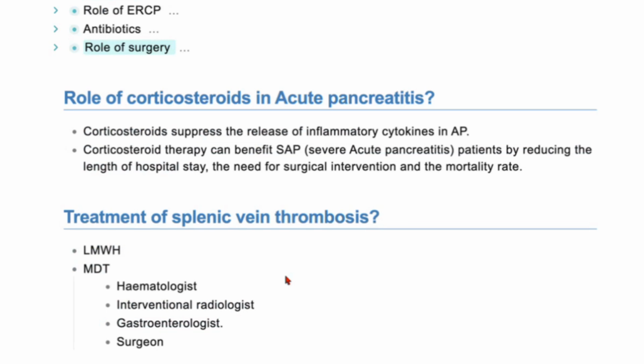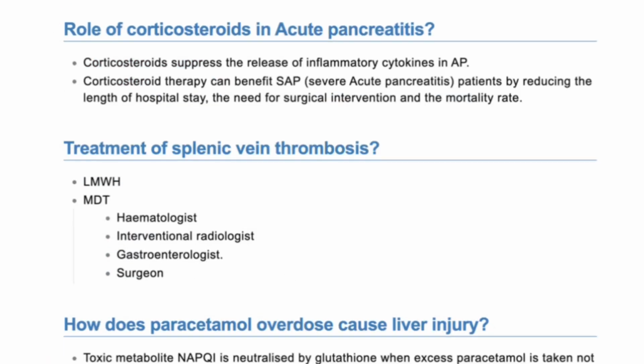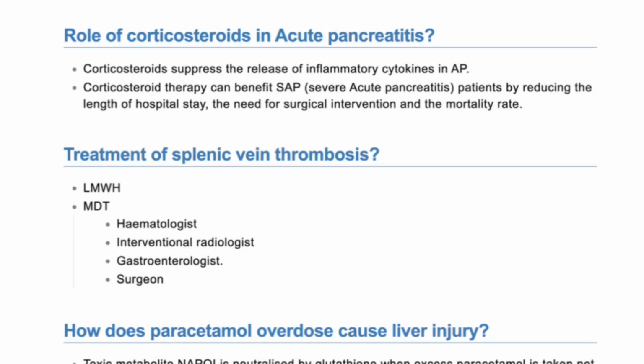Treatment of vein thrombosis, again, you mentioned the role. The paracetamol. So you want to mention here the NAPQI, right? So the toxic metabolite called NAPQI, which is neutralized by glutathione. And excess paracetamol usually is not all NAPQI, but is also neutralized, accumulating in the liver and can lead to basically affecting all the functions. But you want to mention the NAPQI, and also you touch a bit on treatment, which is good as well.